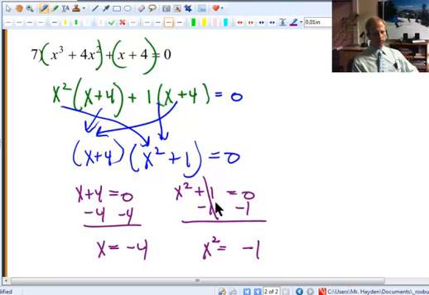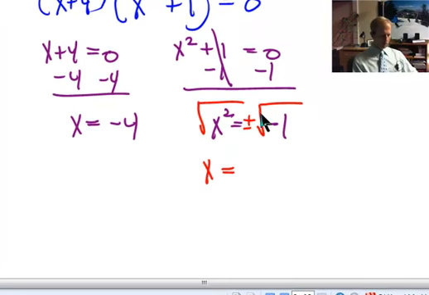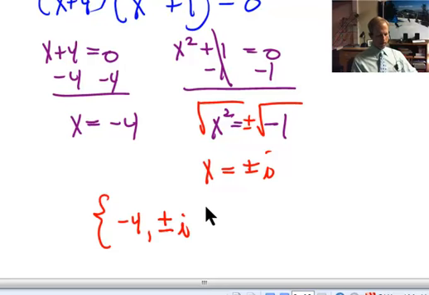So to do that, I'm going to isolate the x squared on one side of the equation, and then I take the square root of the left and the plus or minus square root of the right. Okay, that gives me x, and what's the plus or minus square root of negative 1? Well, the square root of negative 1 is just i. So I'm going to have plus or minus i. That means the solutions to the equation are negative 4 and plus or minus i, meaning i and negative i.